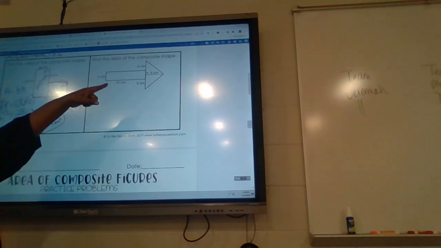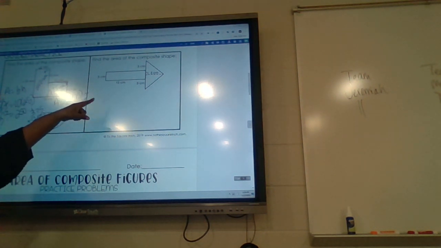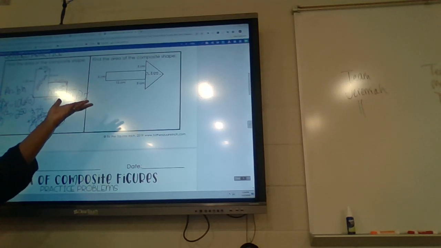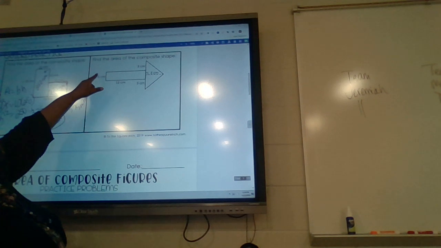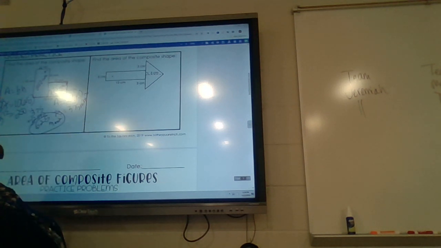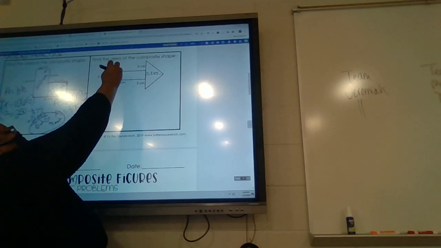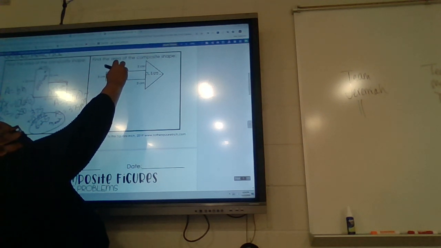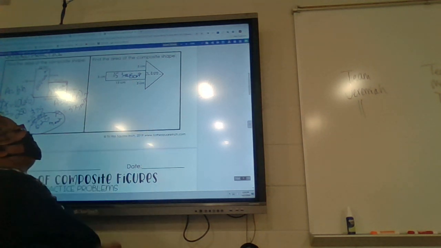This one is already broken up for us. Y'all see that? Yes, I'm excited about it. I don't know about you. Okay, so what's my base times height here? 15 times 3. Those are both centimeters, so that's 45 centimeters squared.